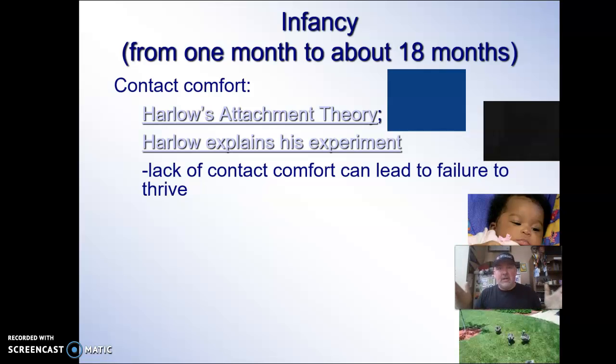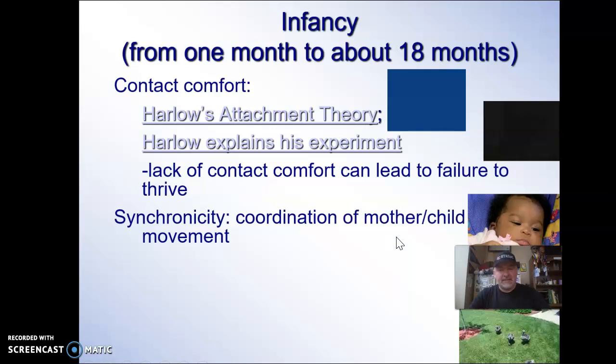So if you search on the internet Romanian orphans, you'll see that this was kind of a real-time experiment in contact comfort. And failure to thrive is a physical thing. It's not just that kids will be sad. They can physically get deficits and sometimes even waste away and die if they don't have that love, that contact with a caregiver. That's contact comfort. So we'll watch those videos in class.